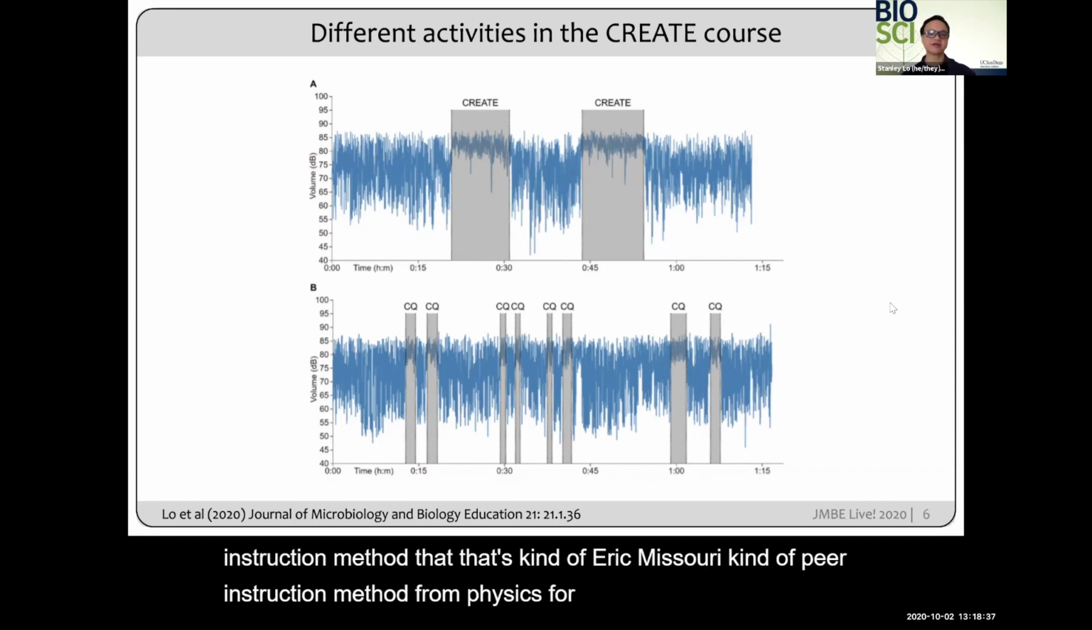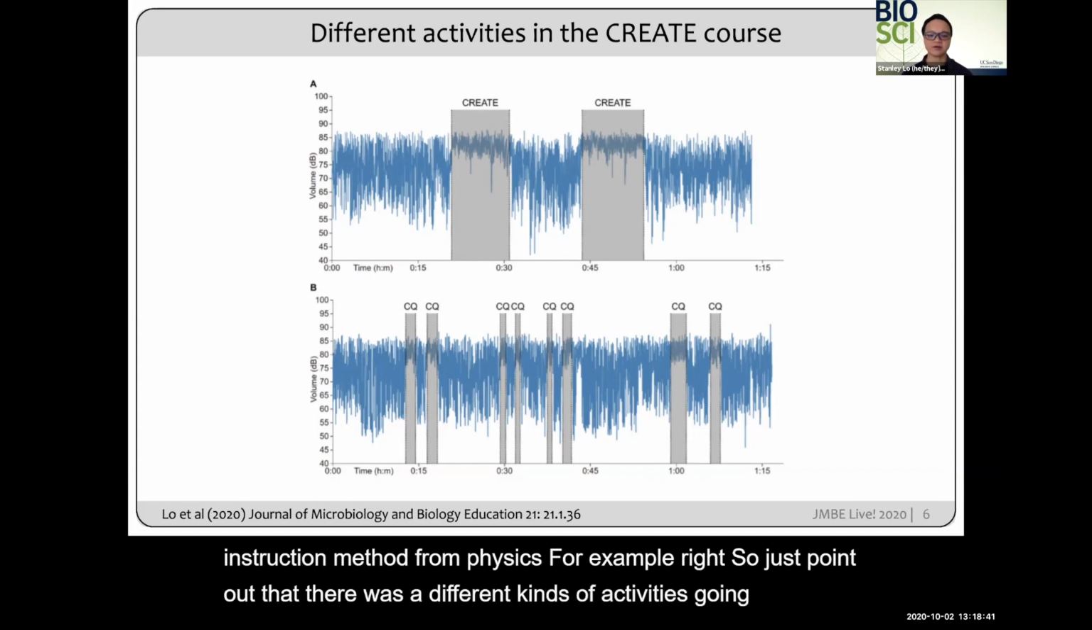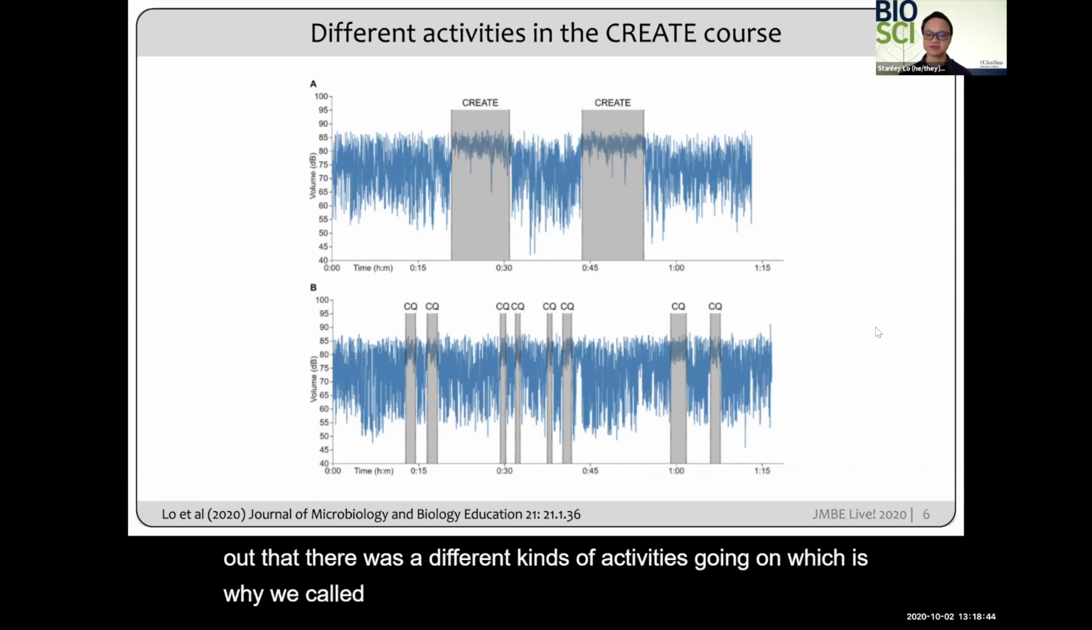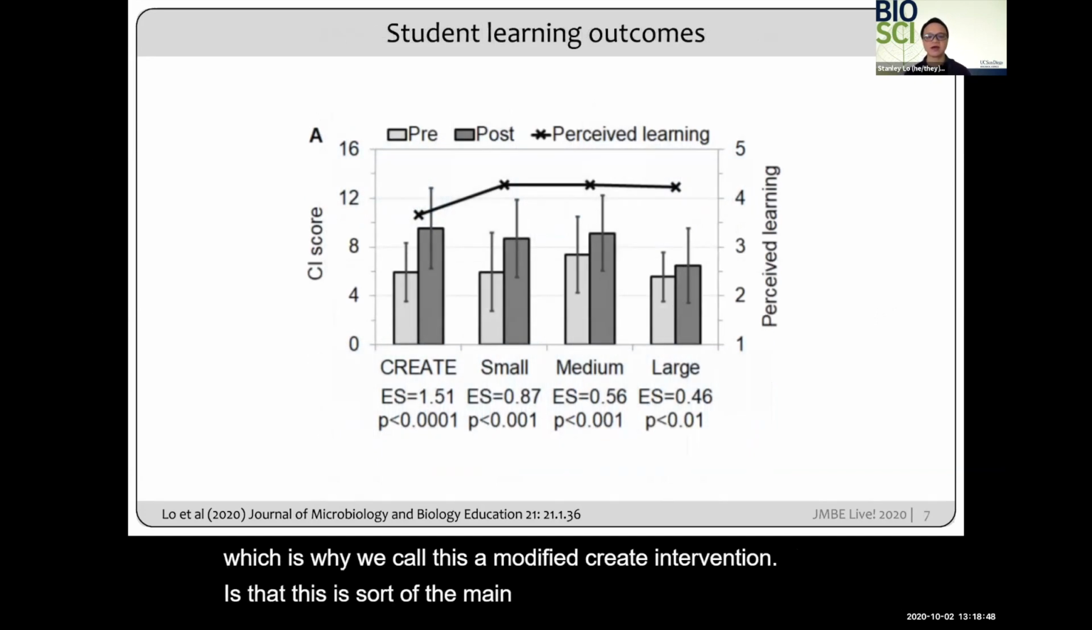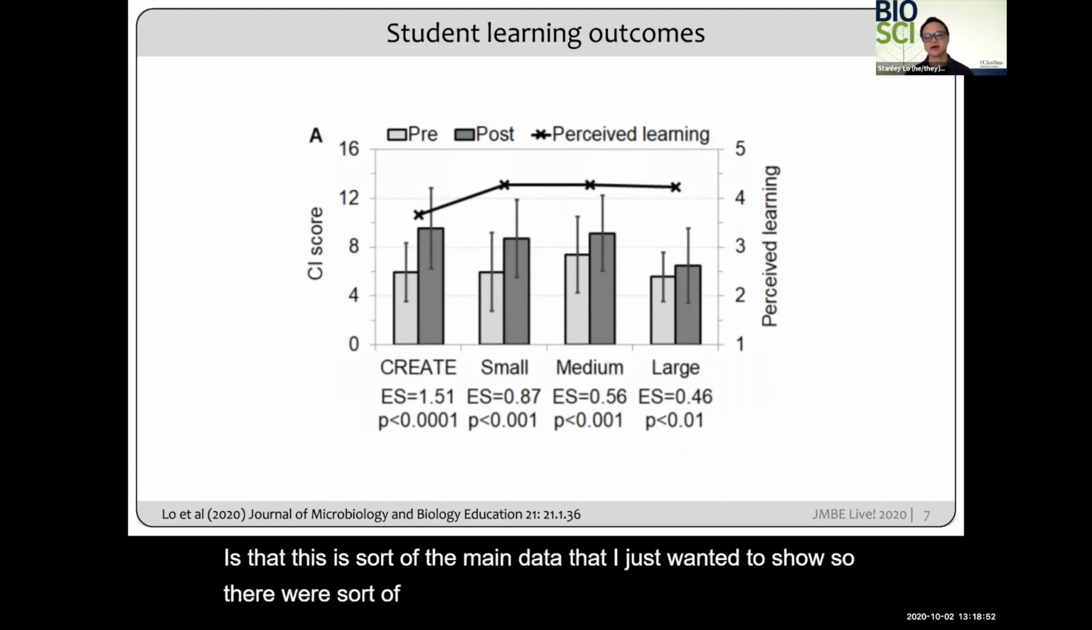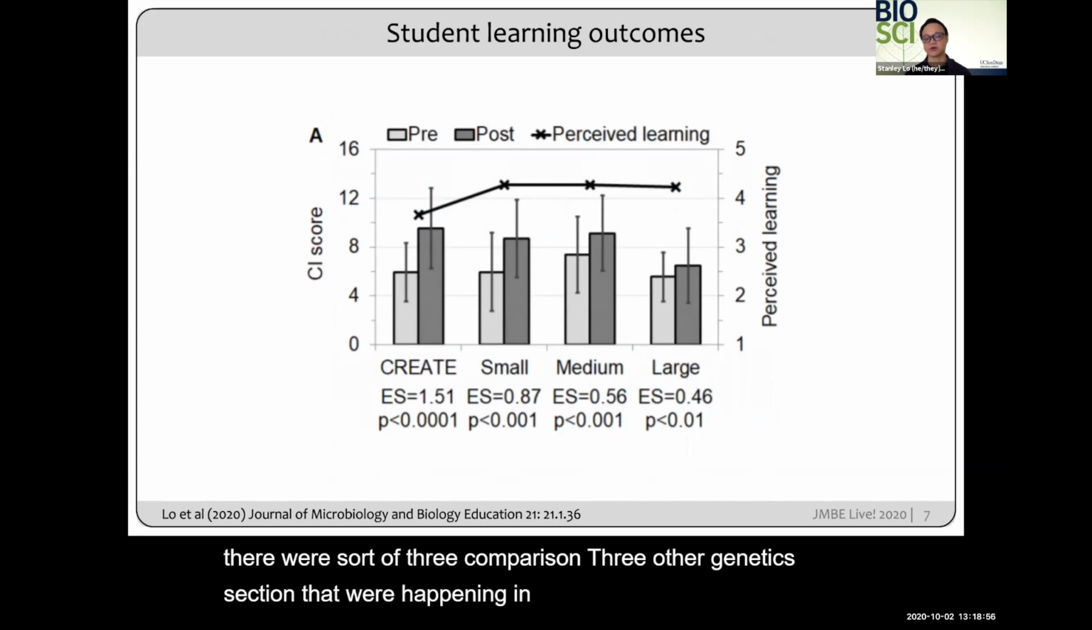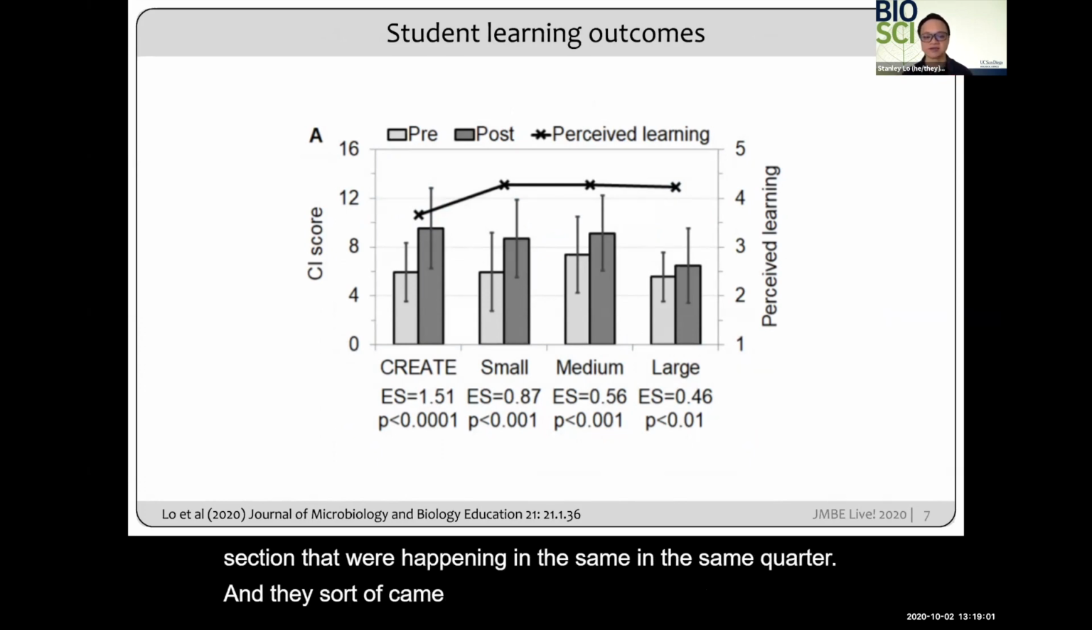So just to point out that there were different kinds of activities going on, which is why we called this a modified CREATE intervention. And so this is the main data that I wanted to show. There were 3 other genetics sections happening in the same quarter, and they came in different course sizes because we had different structures of courses.